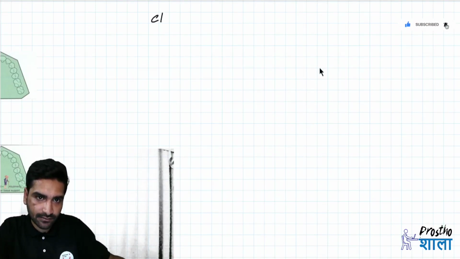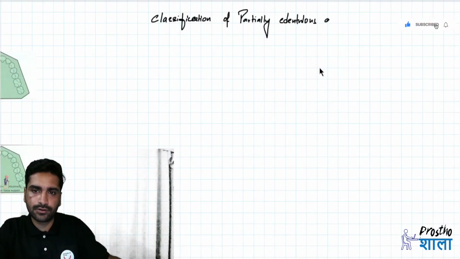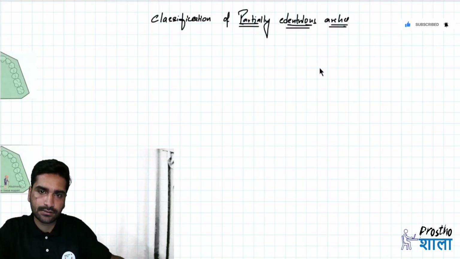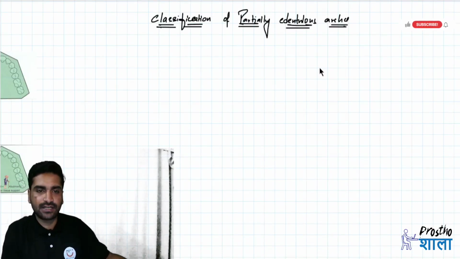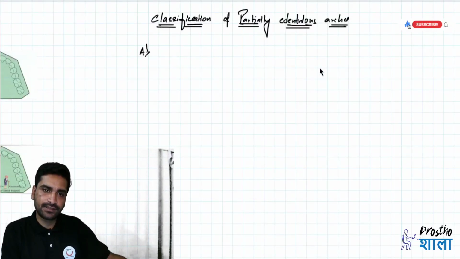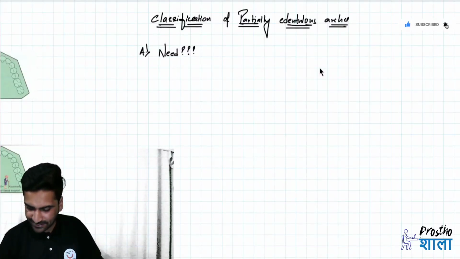So starting with the classification of partially edentulous arches. So the classification of partially edentulous arches, first thing which we would discuss about is the need. Why do we need a classification? What is the necessity of bringing a classification system, right?